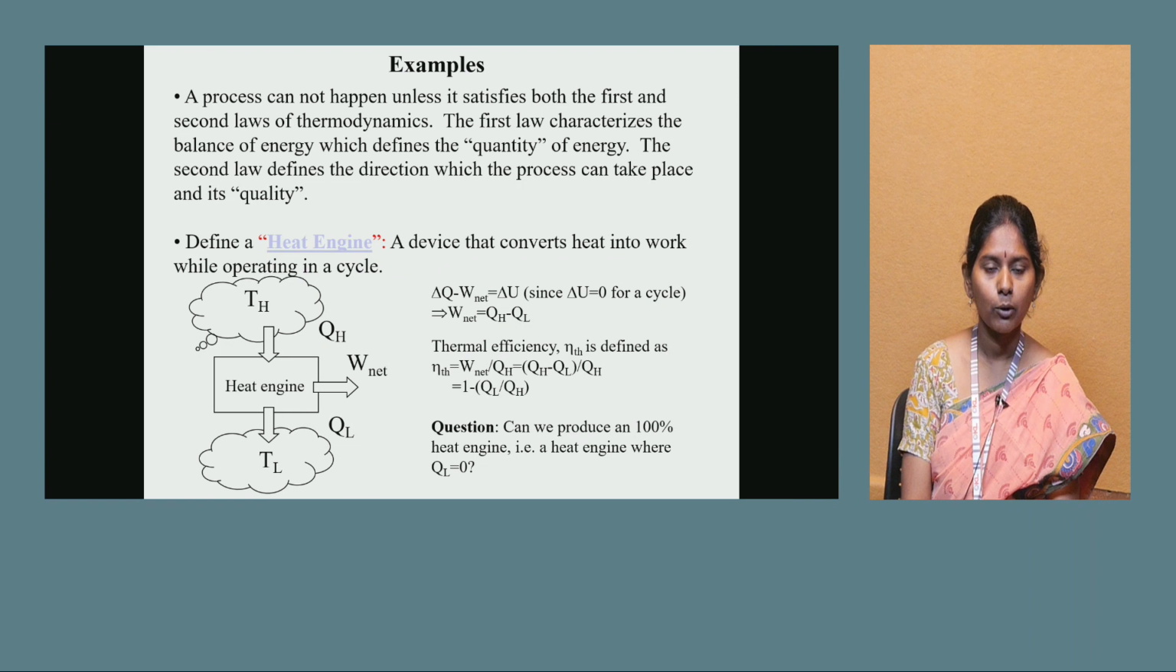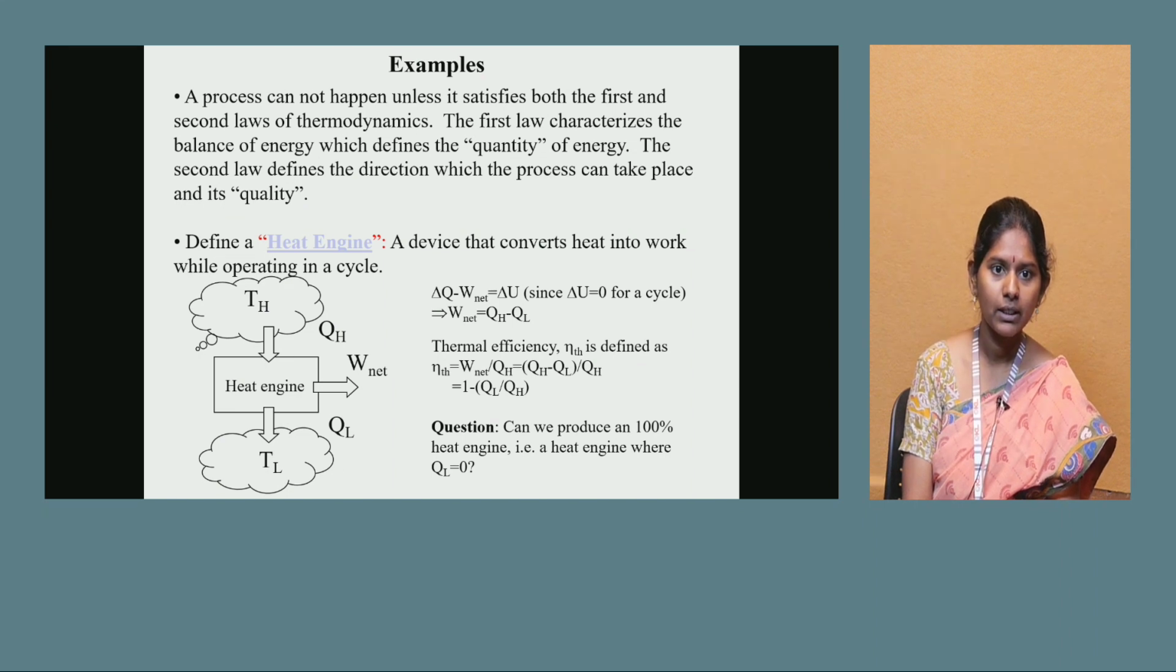A process cannot happen unless it satisfies both the first and second laws of thermodynamics. The first law characterizes the balance of energy, which defines the quantity of energy. And the second law defines the direction in which the process can take place, and its quality.